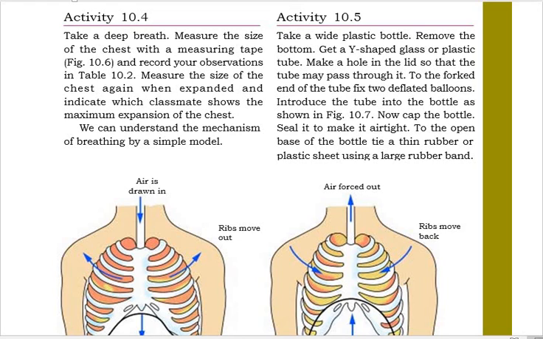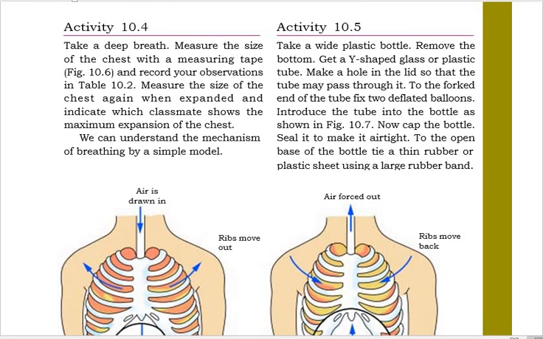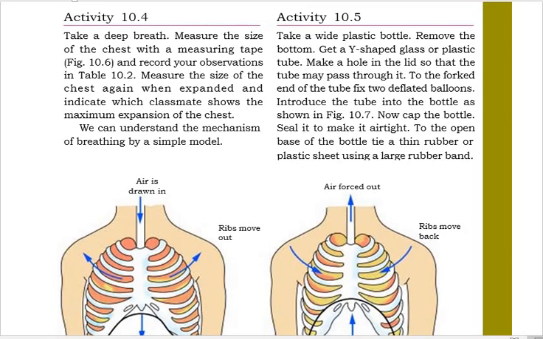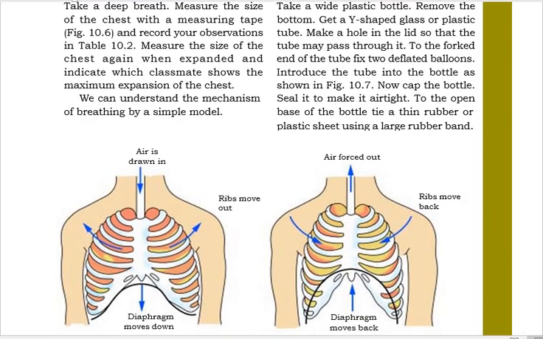Introduce the tube into the bottle as shown. You can see the picture now. After inserting the balloons with the Y-shaped tube into the bottle, tighten the cap and seal it airtight. To the open base of the bottle, where you have already cut, tie a thin rubber or plastic sheet using a large rubber band.